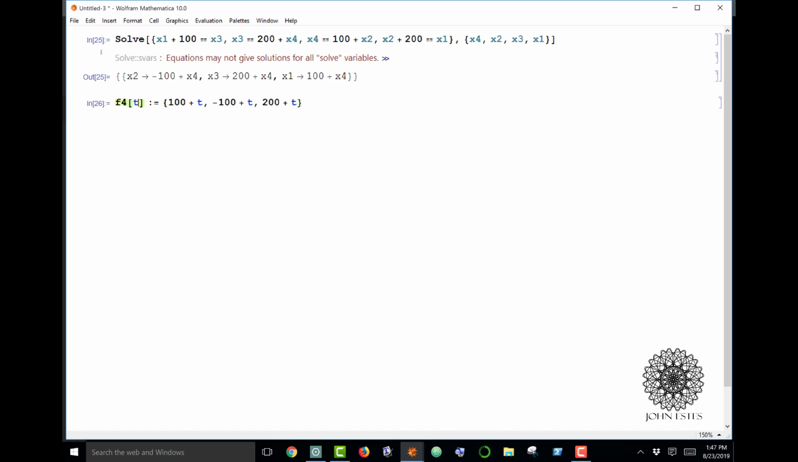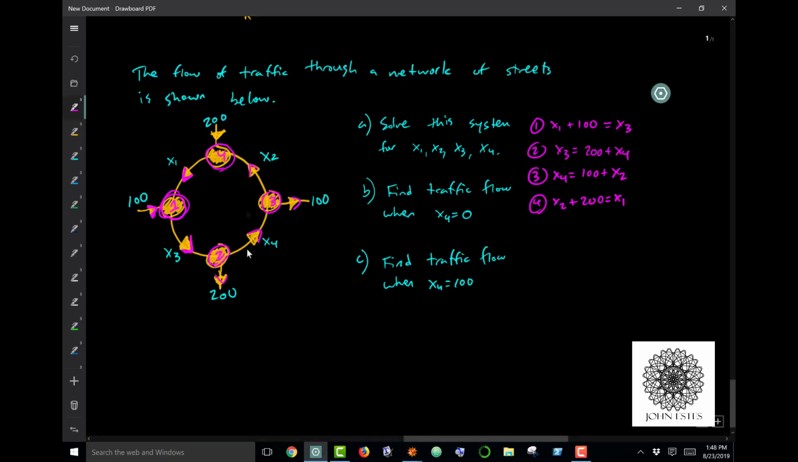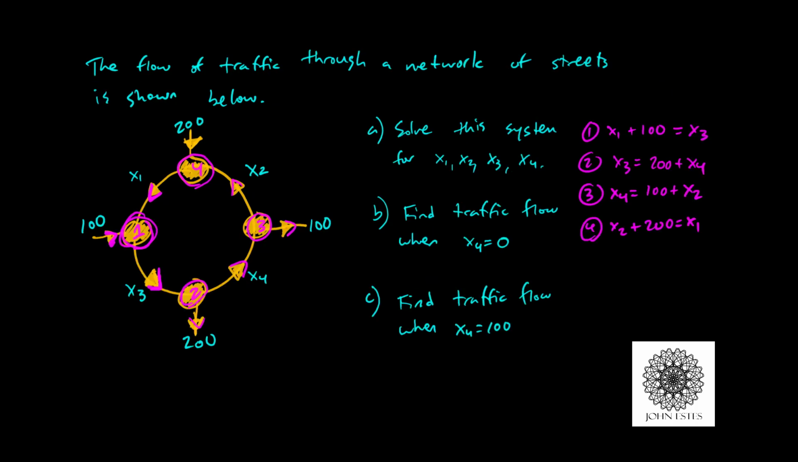Oh yes, and there's one thing I'm forgetting. I need to put an underscore on my first t, so that lets Mathematica know. Notice when I take out the underscore, everything's blue. When I put in the underscore, now it knows that the t is a variable in this function. And now I can plug in any value I want for t, for example 0, and I get the rest of the flow. Okay, so that means x1 is 100, x2 is negative 100, x3 is 200, and x4 is 0. So if we look at our picture, x4 has no flow, x1 has 100, x2 has negative 100, and x3 has 200.